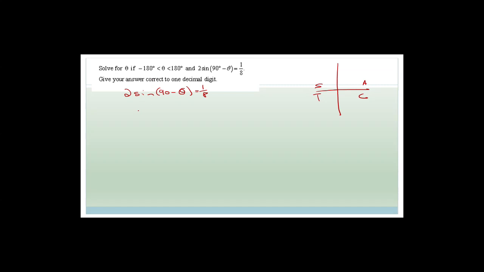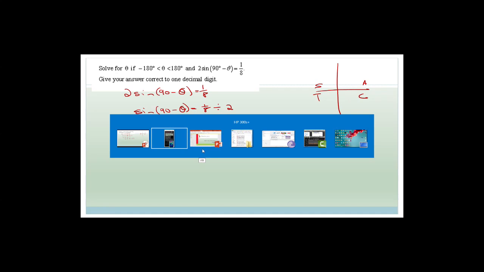Okay, so do you agree that sine of 90 minus theta is equal to 1/8 divided by 2? Okay, which means what? If it's divided by 2, then it's the same as 1/16. Okay, and that's sine of 90 minus theta. Right, so what I would do at this point is I would use second function sine to find what 90 minus theta is. So I've got 90 minus theta is equal to second function sine of 1/16. Right, so let's pop that into the calculator.